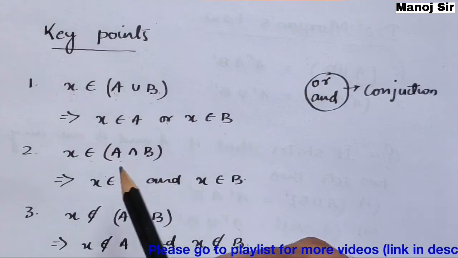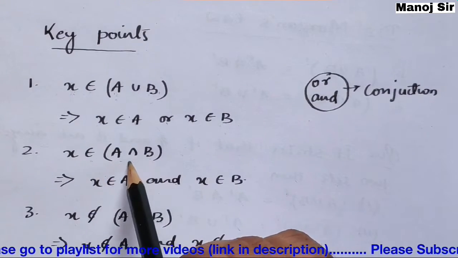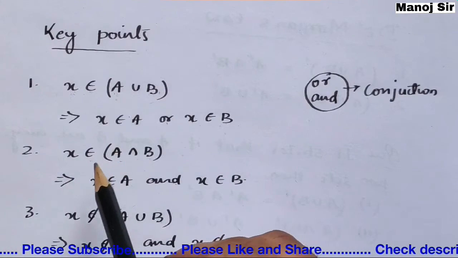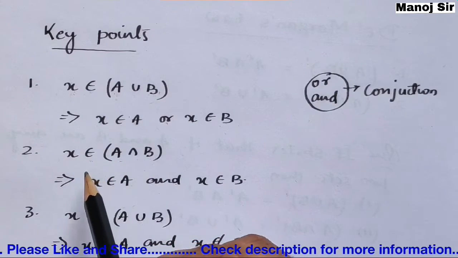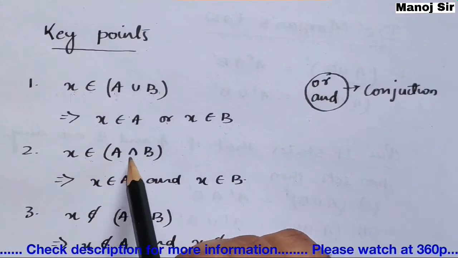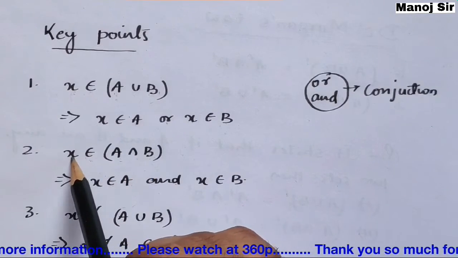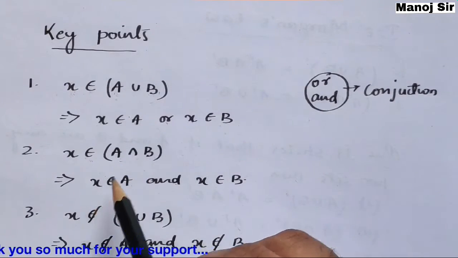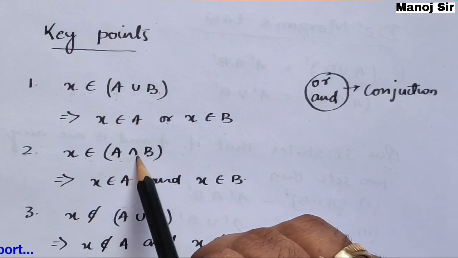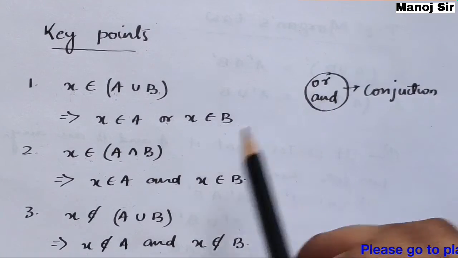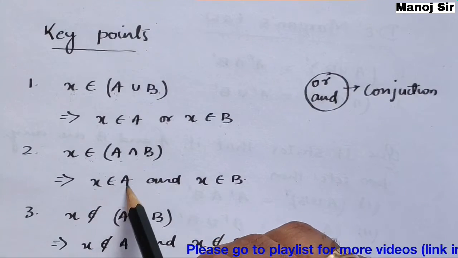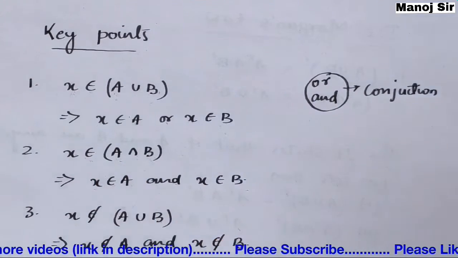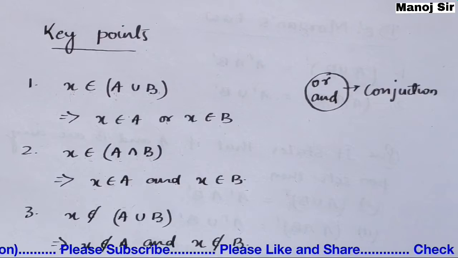Now we'll come to the second part, that is x belongs to A intersection B. This x is an element. If it is written that element x belongs to A intersection B, it means this element x is present in both sets, set A and set B. So wherever you see the intersection sign, you need to put the conjunction and. That is, x belongs to A and x belongs to B.